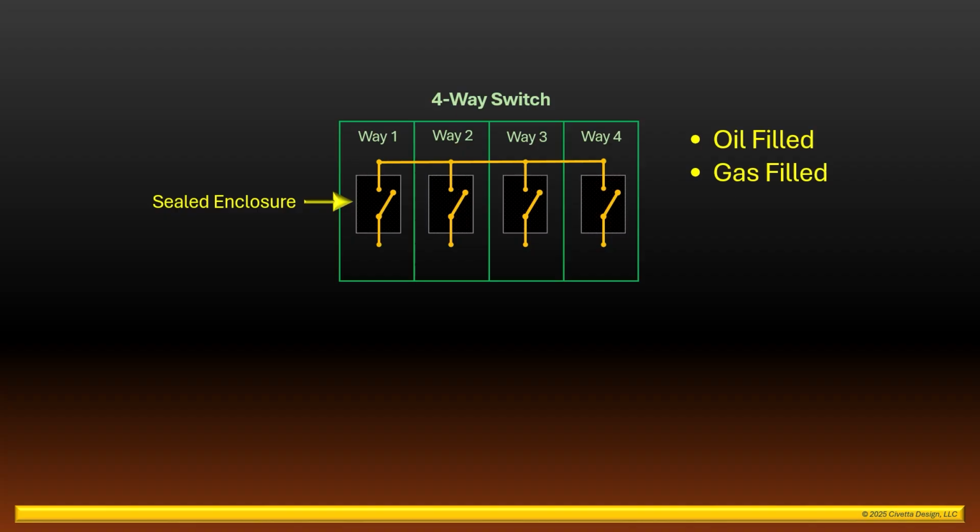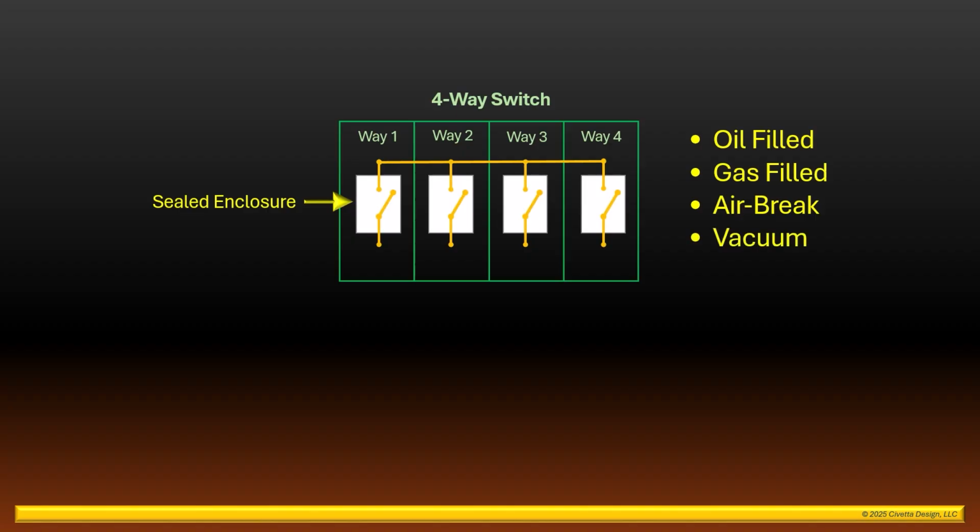Some of the newer switches are air brake switches in the sense that there's no arc suppression medium inside the cabinet. These switches tend to be a lot larger than oil or gas switches. The newest switches are vacuum switches. The electrical contacts in a vacuum switch are contained in a low pressure vacuum housing in which all of the atmospheric gas has been removed, leaving no medium of any kind in which an arc can actually form.